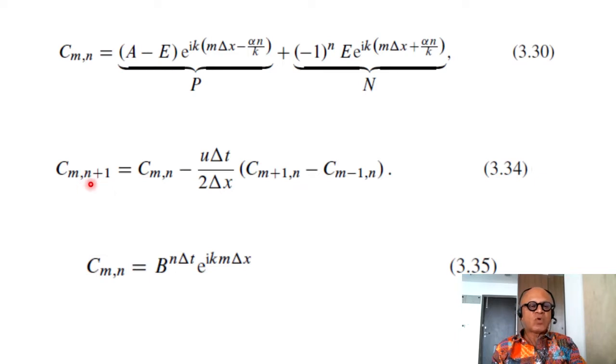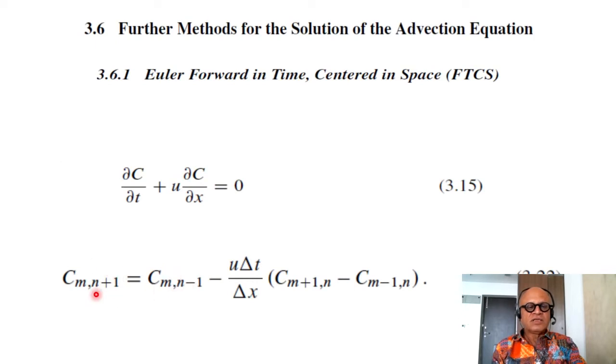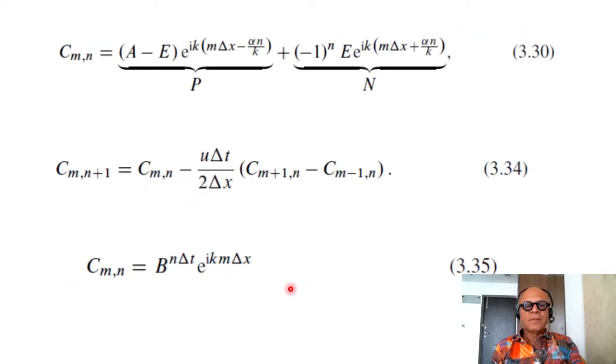So then n plus 1 only depends on the previous time step n: C_m^(n+1) equals C_m^n minus u delta t over 2 delta x times C_(m+1)^n minus C_(m-1)^n. So we are still centered in space. We have a 2 here because here the 2 got cancelled out. This one had a 2 as well. So now again use the form C_m^n to be b to the n delta t times e to the i k m delta x, so amplitude times the waveform.